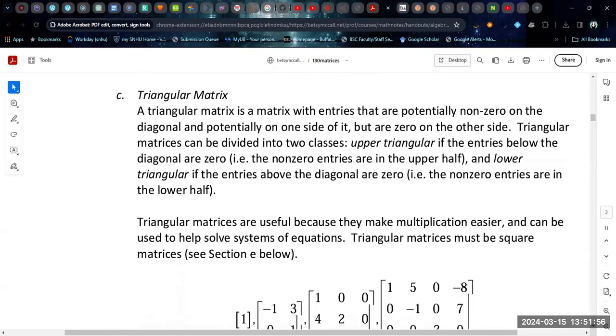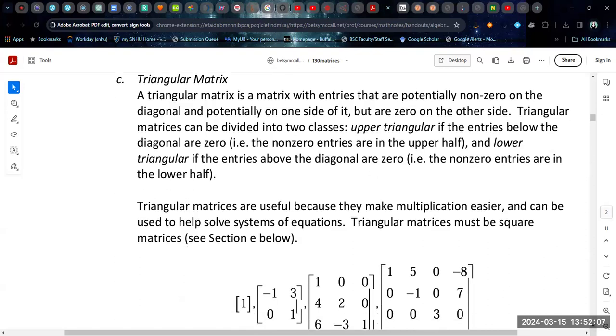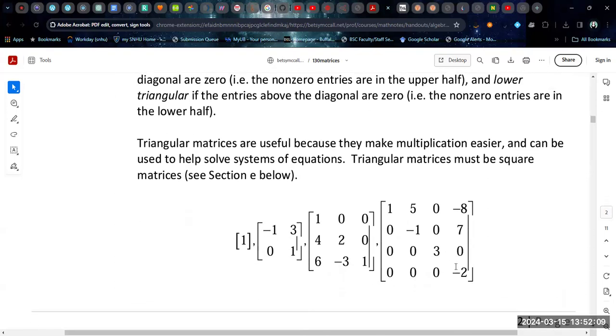There are also triangular matrices. Now, triangular matrices have certain special properties that make them useful for certain kinds of operations. Triangular matrices basically have entries that can be non-zero on the diagonal and then non-zero on one side of that diagonal, but not on the other side. So for this particular example, it's non-zero above the diagonal, but all zero below the diagonal. This would be called an upper triangular matrix.